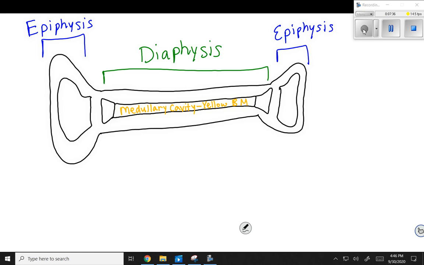And then on the ends of the medullary cavity, that's where we start to see more spongy bone. So I'm going to try to add some trabeculae there. And then also the epiphysis is filled with spongy bone. So over here, more trabeculae, which is another word for the structures inside of the spongy bone. This part right here is compact bone, just like on our other structure. And then what we're trying to draw in there is the spongy bone.